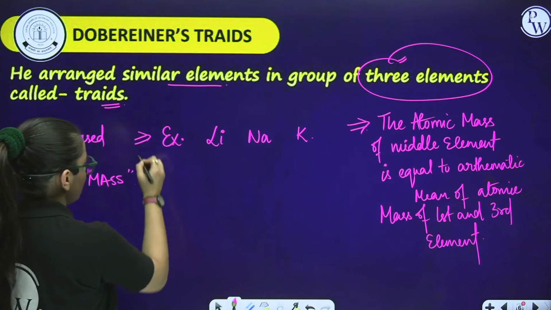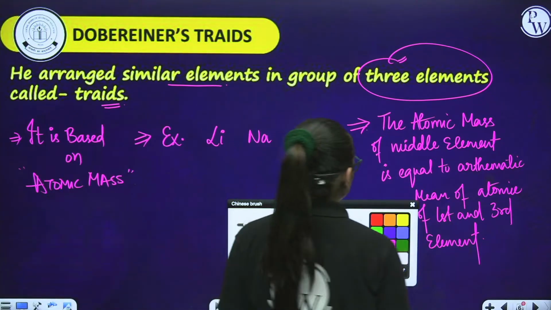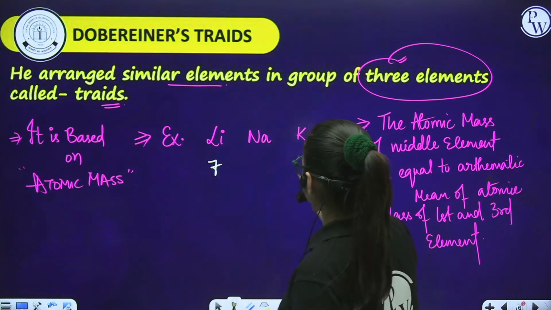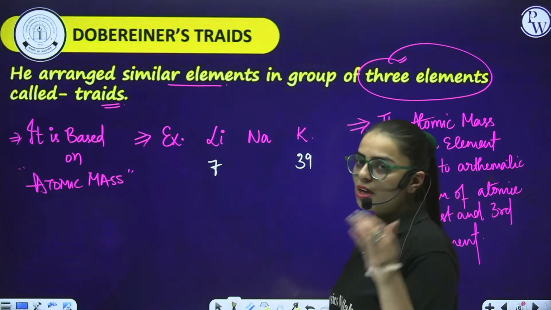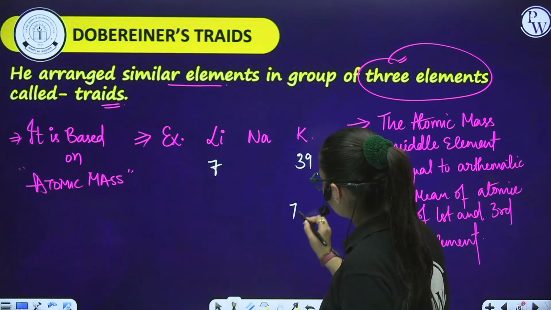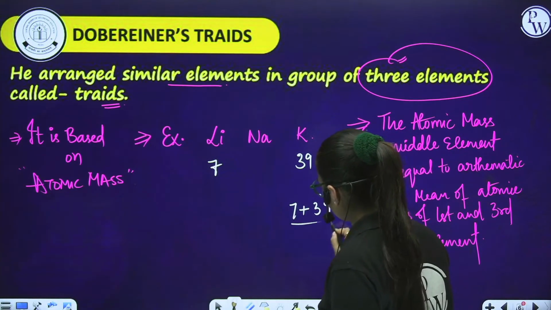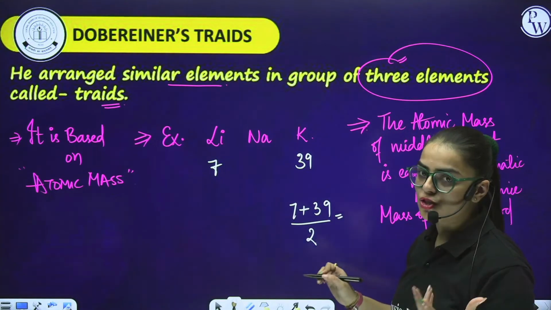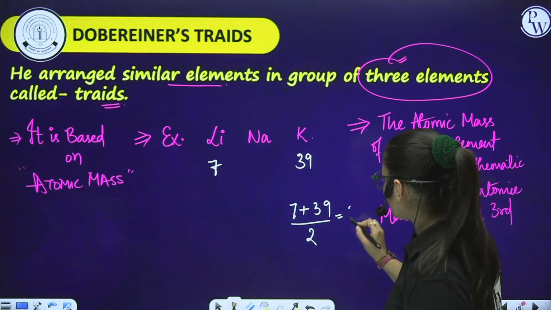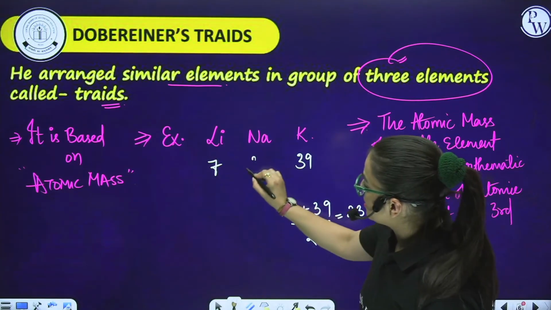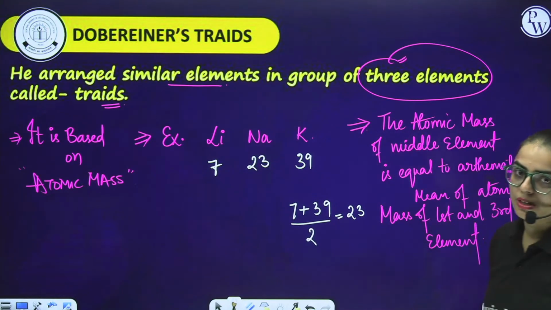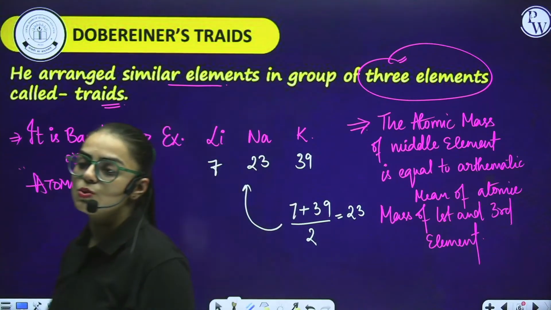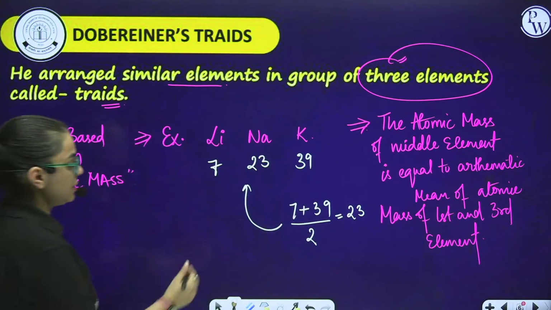This is what we are taking as an example. Let us consider that lithium has mass 7, and potassium has mass 39. So if I have to calculate the mass of sodium, we have to take the arithmetic mean of the first and the third element. So their masses added, divided by 2. 46 divided by 2 comes out to be 23. So 23 is the mass of the middle element. This is Dobereiner's triad.